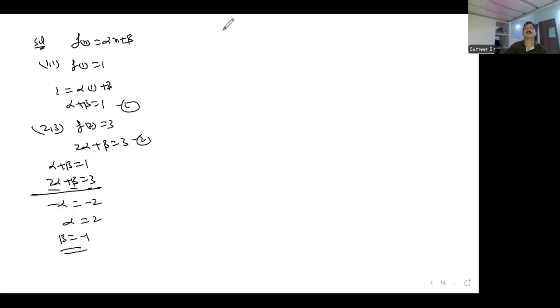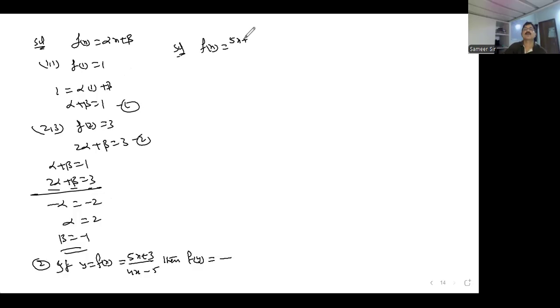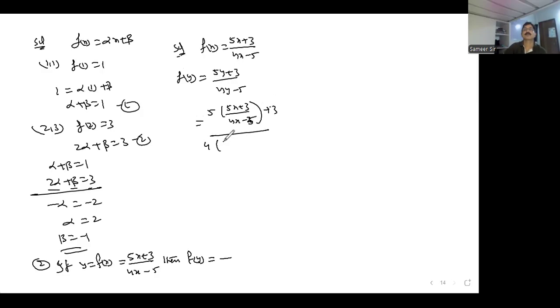Okay, we'll move on to the next one, second one. See this, guys. Here he has given f of x is 5x plus 3 by 4x minus 5. So f of y is asked: 5y plus 3 by 4y minus 5. That you can write as 5x plus 3 by, wherever y is there, in the place of y I substituted this.